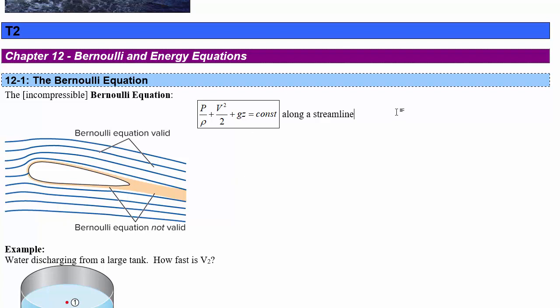So this is really much more useful, and it turns out only valid in steady flow, so that we have this concept of a streamline behaving consistently if we look across time.